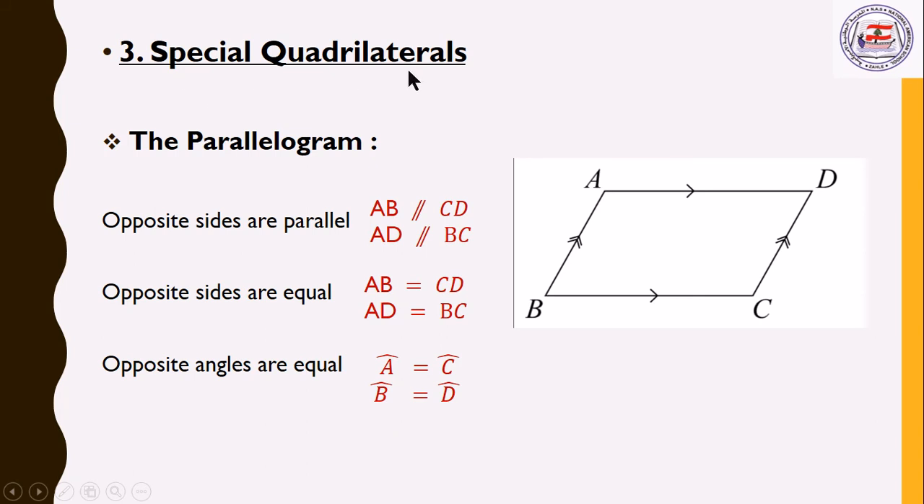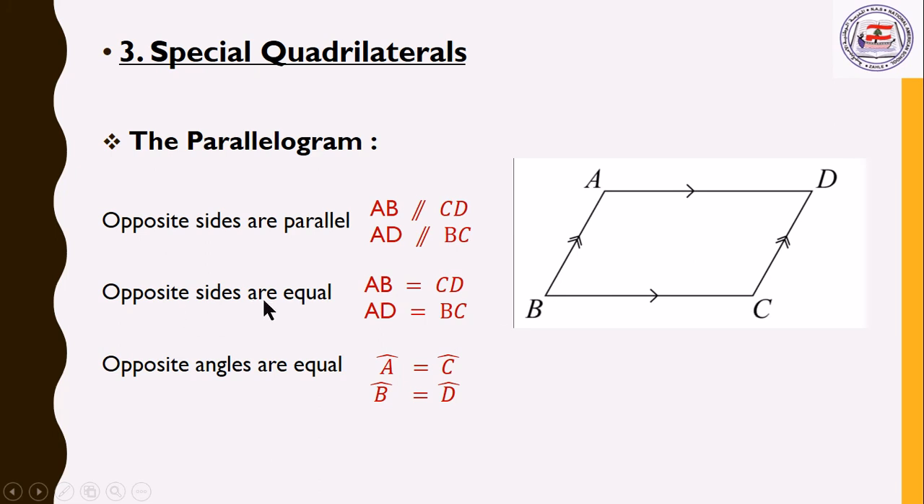Special quadrilaterals. The parallelogram. A reminder, quadro means four. Quadrilaterals are polygons of four sides. Let us see the parallelogram. This is the figure of a parallelogram. Look at it. Opposite sides are parallel. These are the opposite sides. AB is parallel to CD and AD is parallel to BC.